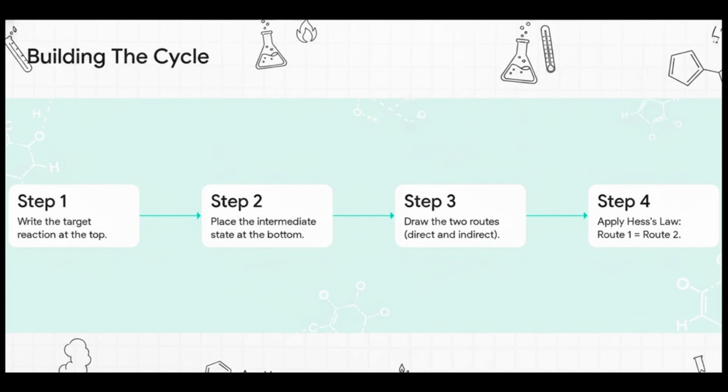The process is pretty much always the same, which is great news. We kick things off by putting our goal, the reaction we're trying to find, right at the top. Then, down at the bottom, we put a common intermediate state that everything can turn into. This is usually the combustion products, CO2 and water. This setup creates two different paths from our reactants to those intermediates, and thanks to Hess's Law, we know the energy change along both of those paths has to be identical, and that's what lets us solve for the unknown.